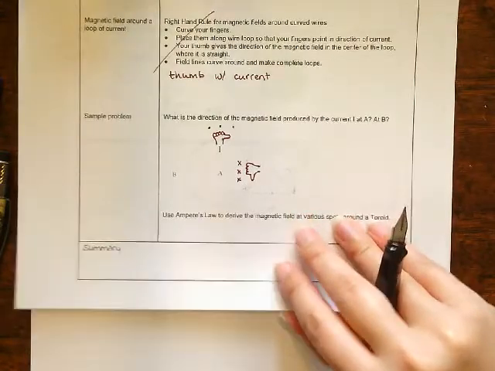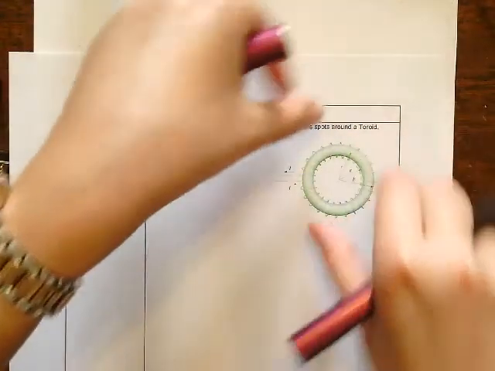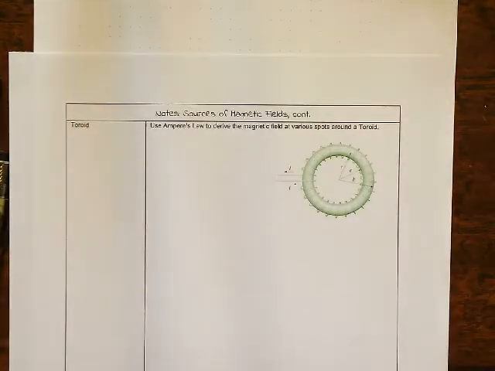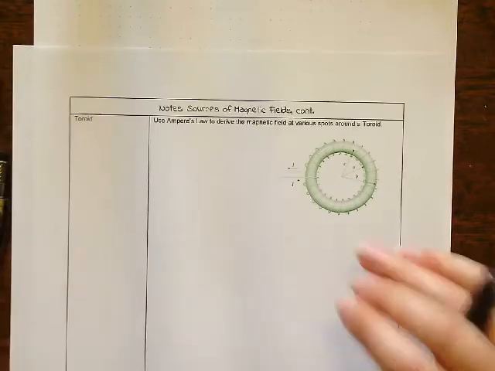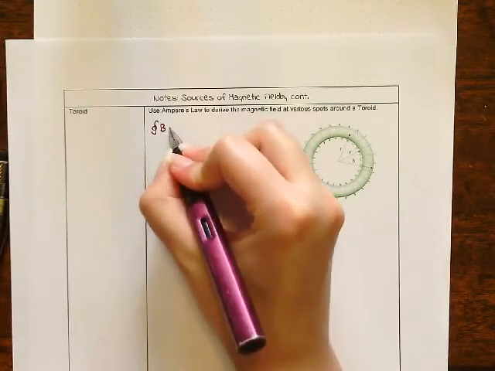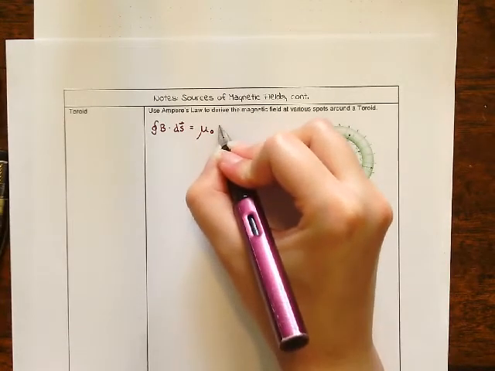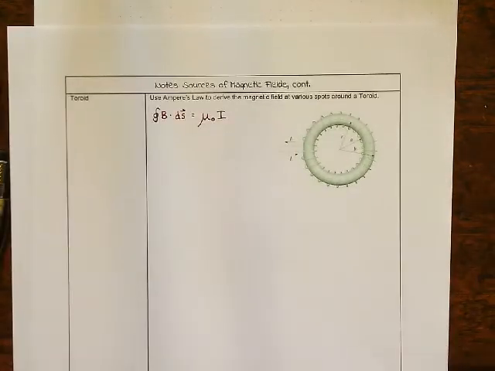All right. Last sample problem. It is about a toroid. The toroid is where you take a solenoid and wrap it into a donut. And Ampere's Law works super great with this. It's quite delightful. Ampere's Law says that the path integral of B dot dl is equal to mu naught times I.